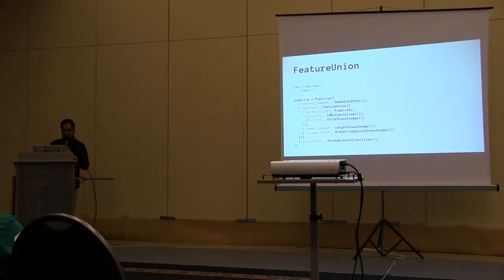One is doing some n-gram stuff, the other is finding the length of the tweet, and also there is a function which does spelling. And once everything gets done, it goes into the next stage of the pipeline. So you can chain a pipeline to a pipeline. It gives you tremendous flexibility. Feature union lets you do things in parallel.